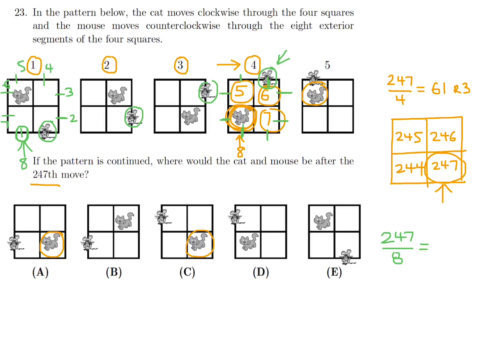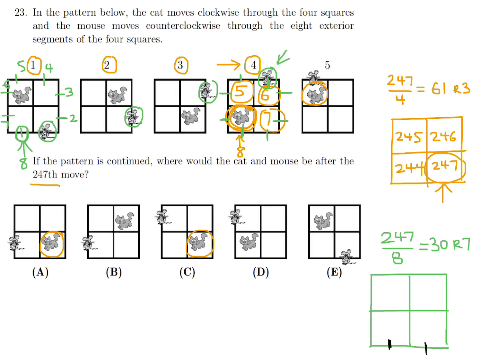But 240 is, right? So that's about 30 remainder 7. So he's going to end up here on position 240, but then he's going to have to go another 7. So that's no problem. Let's figure this out. Here is your mouse. So on the 240th, he'll be here. Correct? Because that's a multiple of 8.